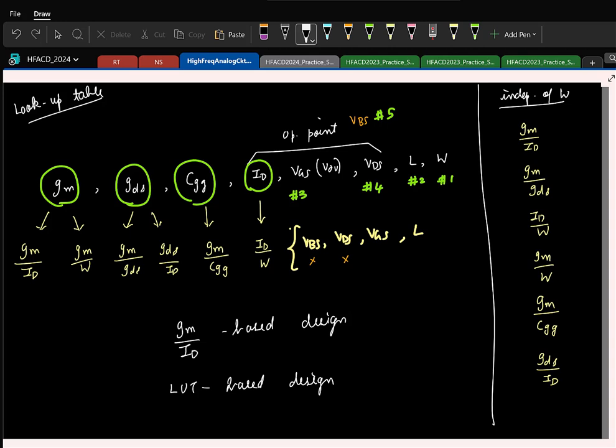So the idea is you don't rely on all your square law equations, mu, Cox, lambda and all. Just generate a large lookup table. From your design, from your specifications, you will get some parameters. You find what parameters of this are known. Look at the required parameters and find it. Let's stop here.